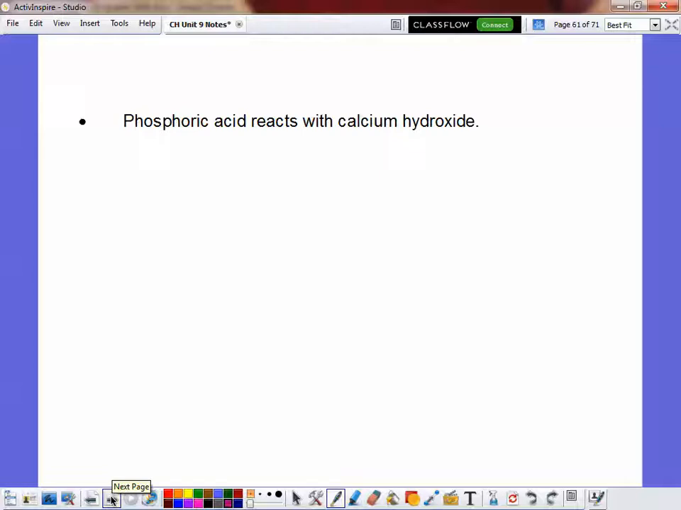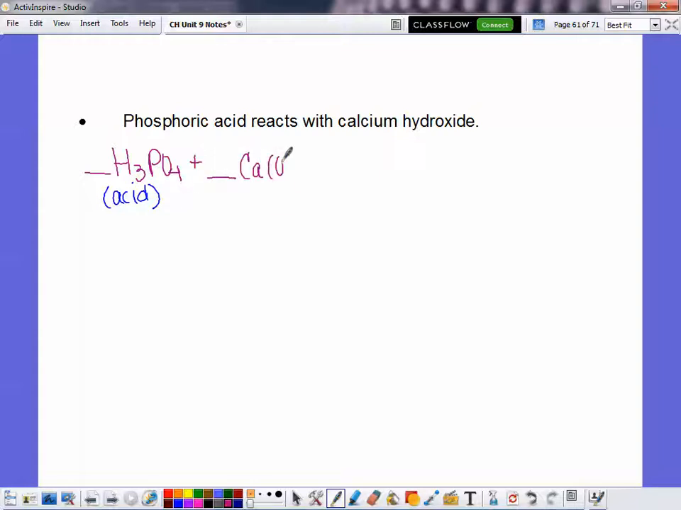Phosphoric acid reacts with calcium hydroxide. So phosphoric acid is written like this, H3PO4. Notice how that was not on our list of strong acids. This is a weak acid, okay, because it's not strong, it's weak. So this is my acid. And then it's reacting with calcium hydroxide, which is Ca(OH)2, which is also not on the list of strong bases, so this is a weak base. But this is my base.